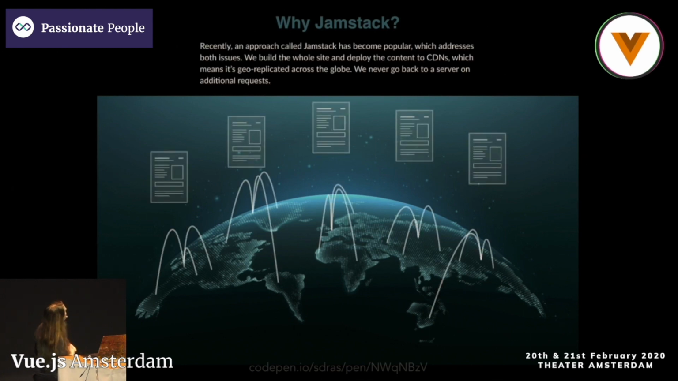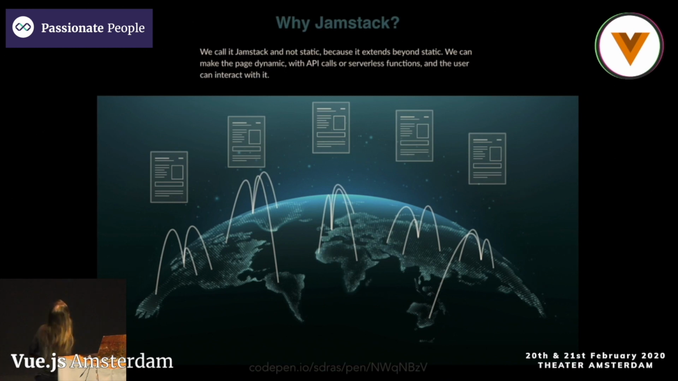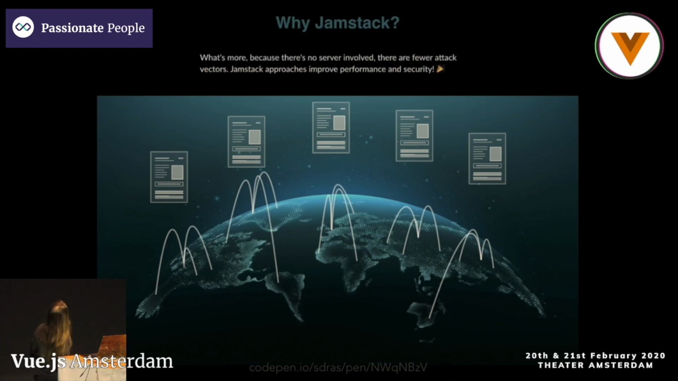This process delays the load, sometimes by whole seconds. Recently, an approach called Jamstack has become popular, which addresses both issues. We build the whole site and deploy the content to CDNs, which means it's geo-replicated across the globe, and we never go back to a server on subsequent requests. We call it Jamstack and not static because it extends beyond static. We can make the page dynamic with API calls or serverless functions, like Roman did, and the user can interact with it. What's more, because there's no server involved, there are fewer attack vectors. So Jamstack approaches can improve performance and security.